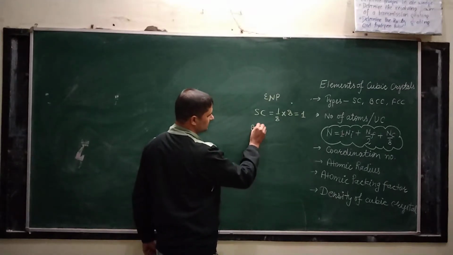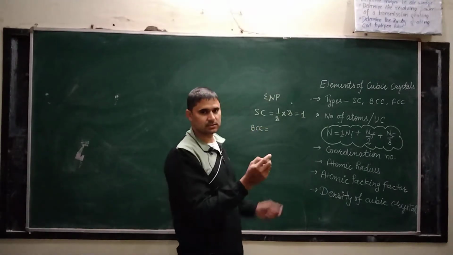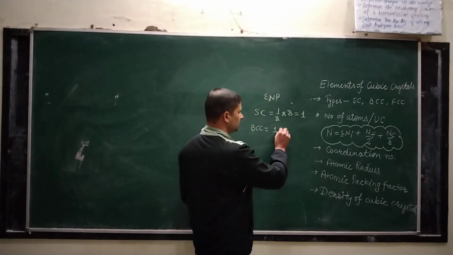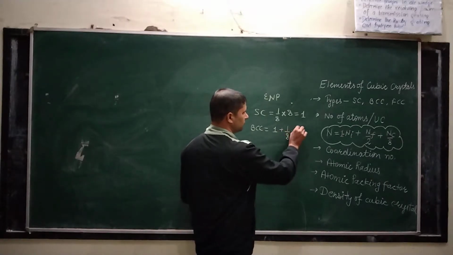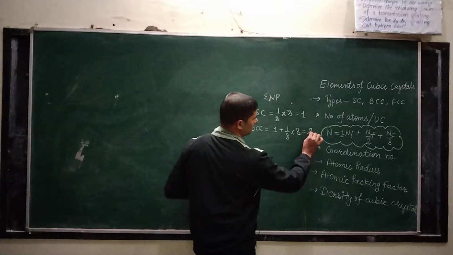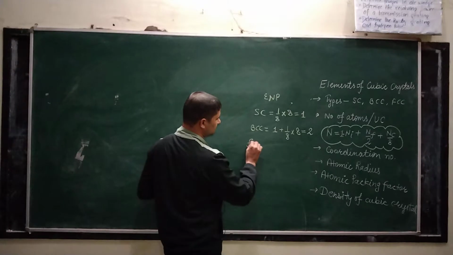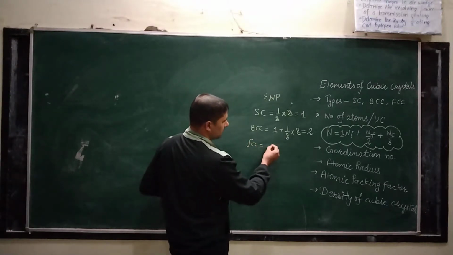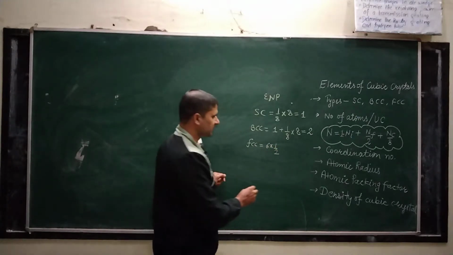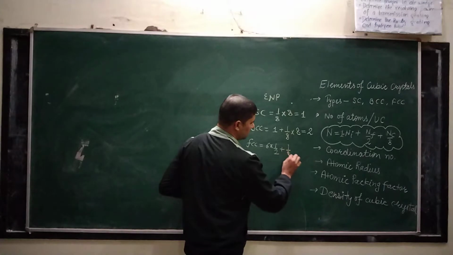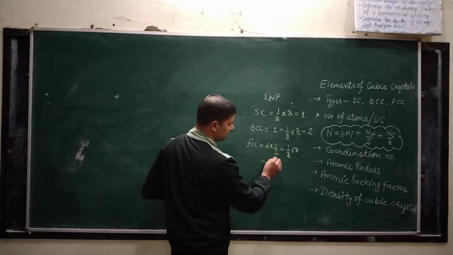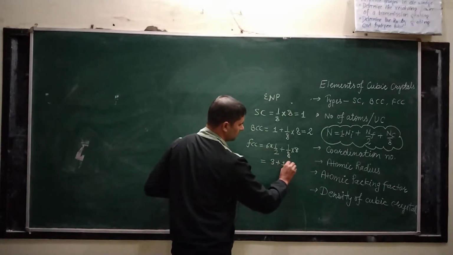And in BCC, one particle is present just inside at the body center, so its contribution is 1, plus 1 by 8 times the 8 particles present at the corner, and it comes out to be equal to 2. Then in FCC, 6 particles are present at the face center and 8 particles are present at the corner. So if you find it, it will be 3 plus 1, that is 4.